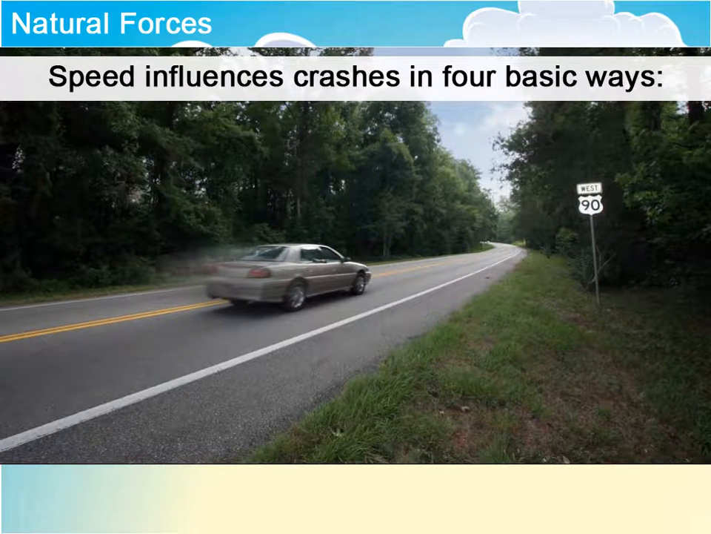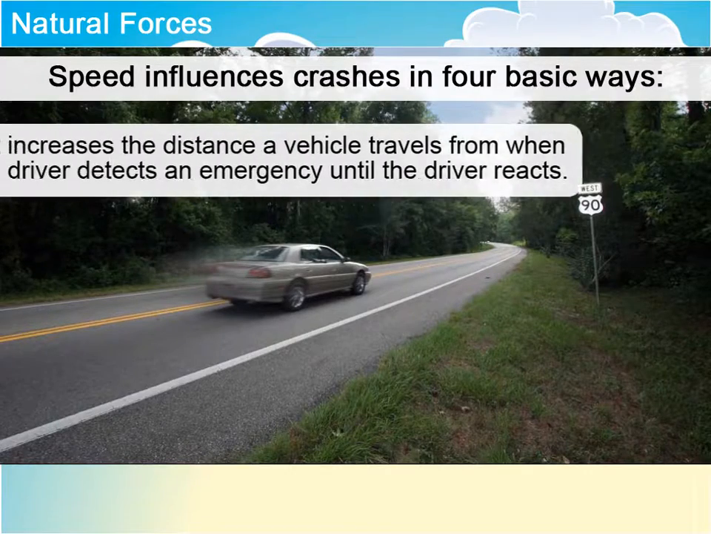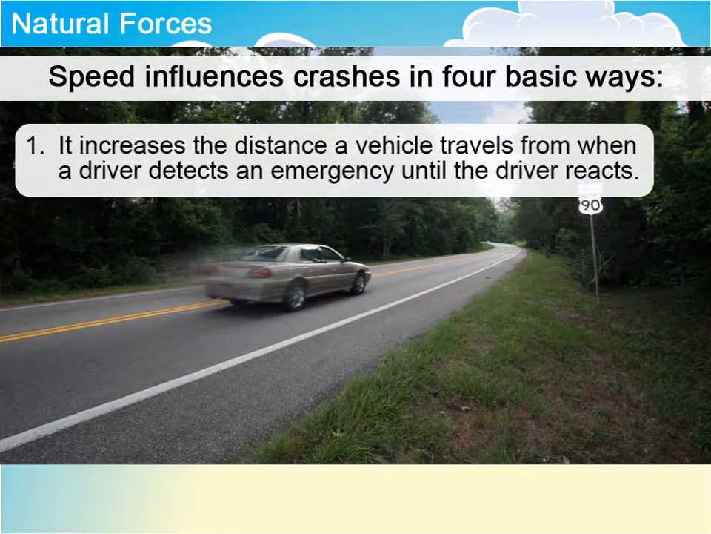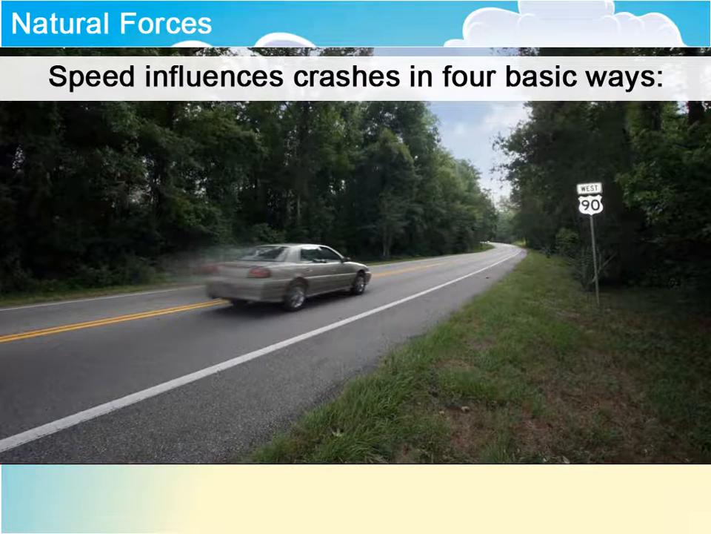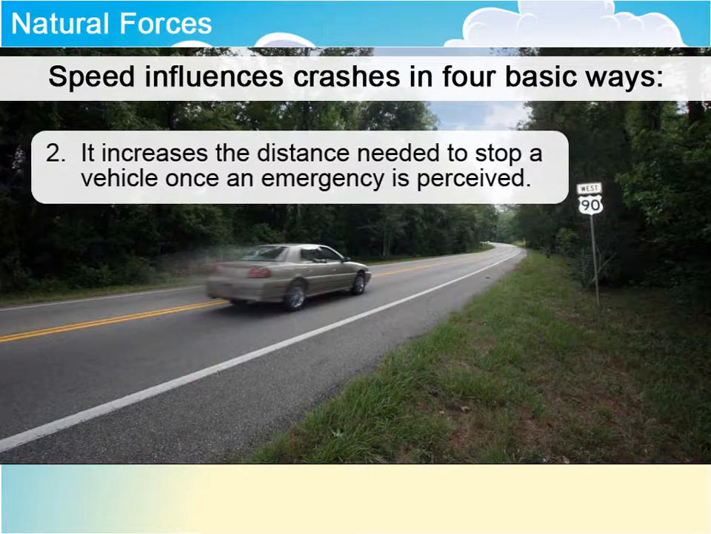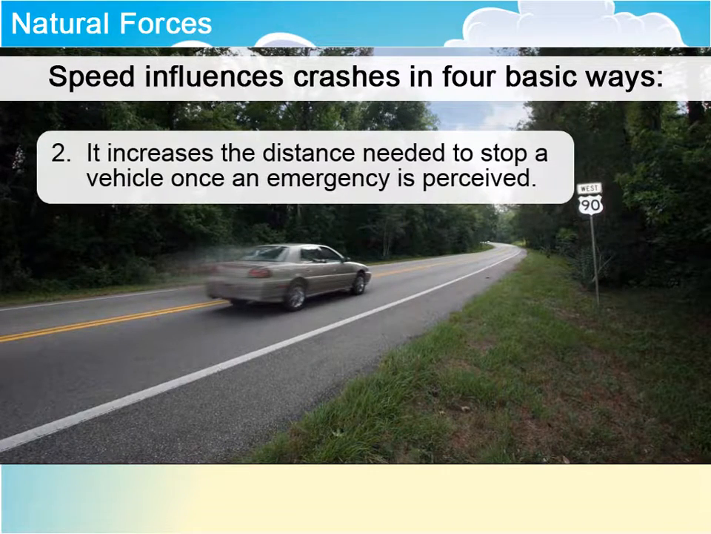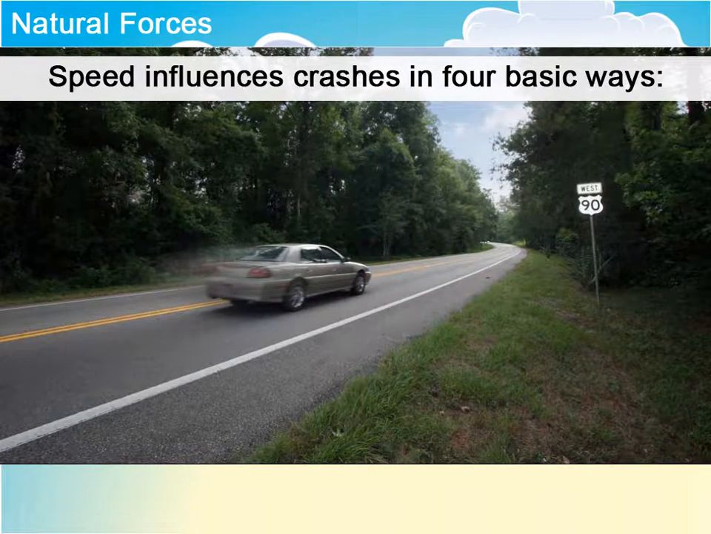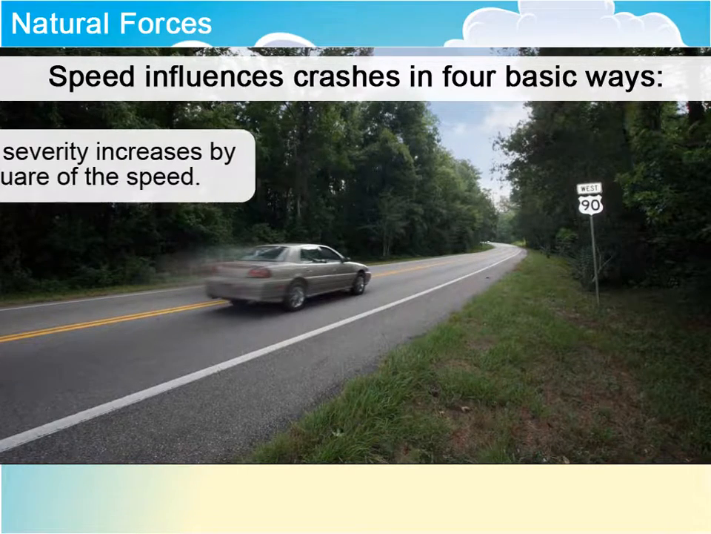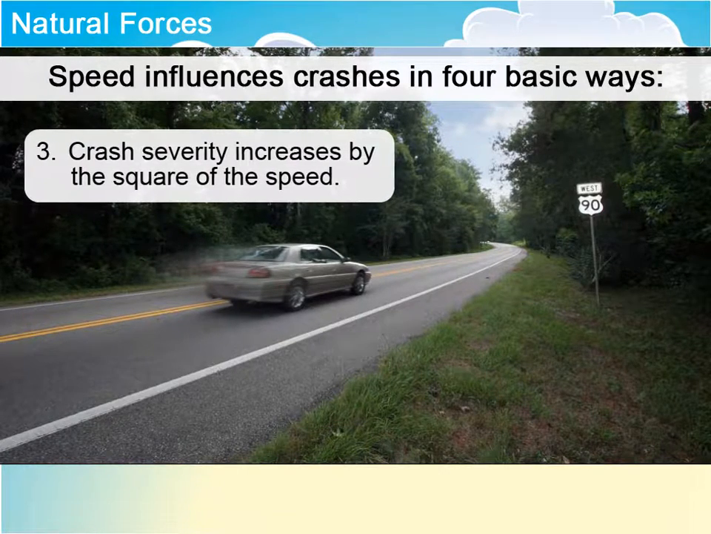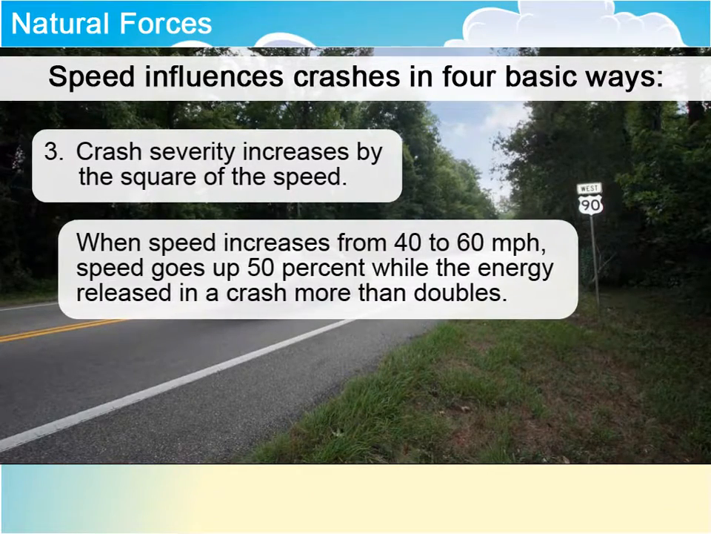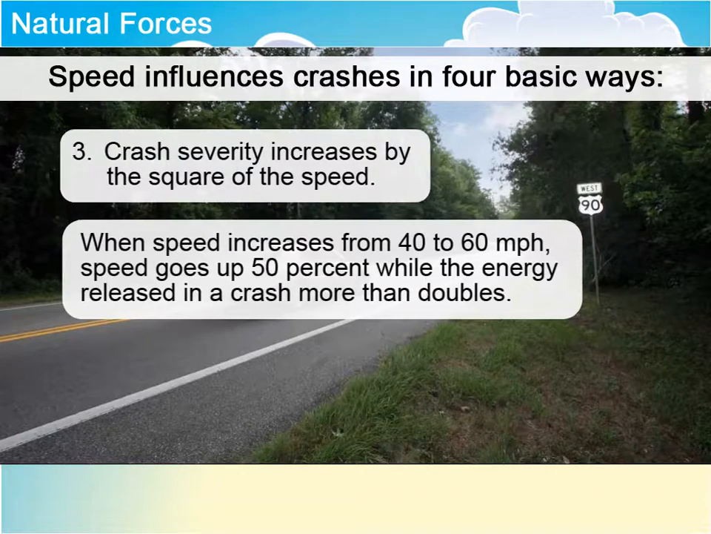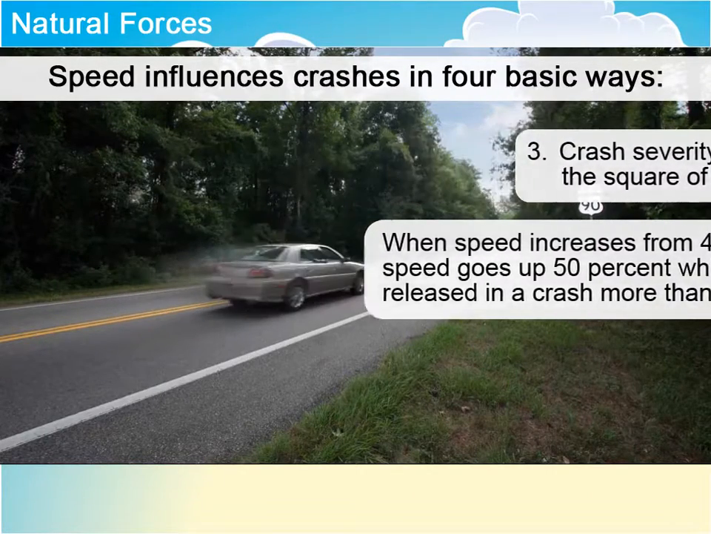Speed influences crashes in 4 basic ways. Number 1. It increases the distance a vehicle travels from when a driver detects an emergency until the driver reacts. Number 2. It increases the distance needed to stop a vehicle once an emergency is perceived. Number 3. Crash severity increases by the square of the speed. For example, when speed increases from 40 to 60 miles per hour, speed goes up 50%, while the energy released in a crash more than doubles.